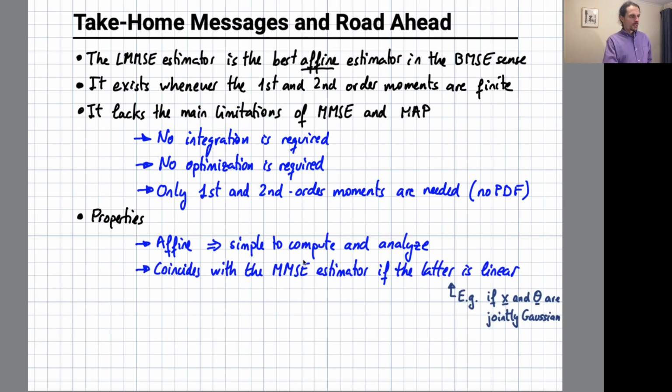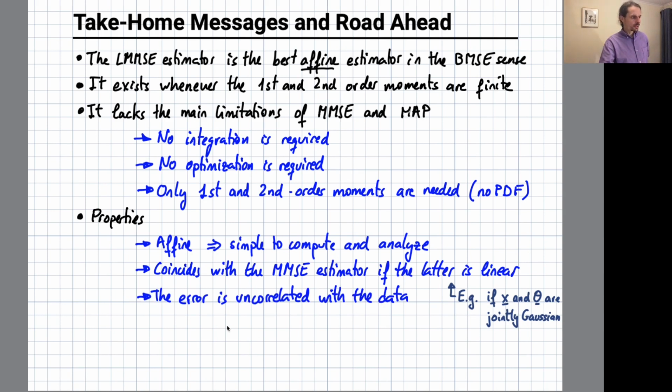Okay, and despite the fact that we restrict ourselves to affine estimators, it turns out that sometimes the LMMSE estimator is also the MMSE estimator, right? Specifically when the MMSE estimator is linear, right? And we saw that that is not such a strange case, right? Because, for instance, if x and theta are jointly Gaussian, then the MMSE estimator is linear and therefore coincides with the LMMSE estimator, right?